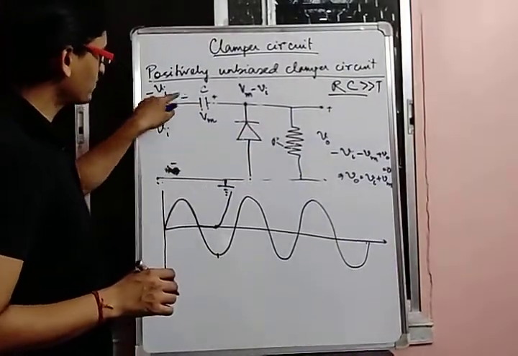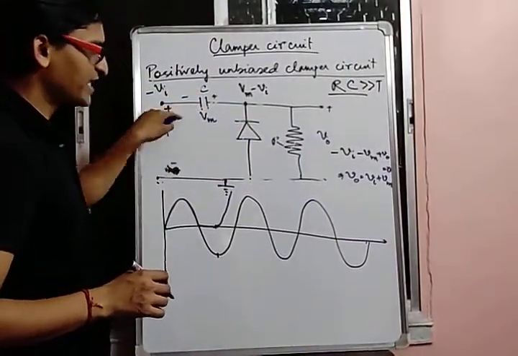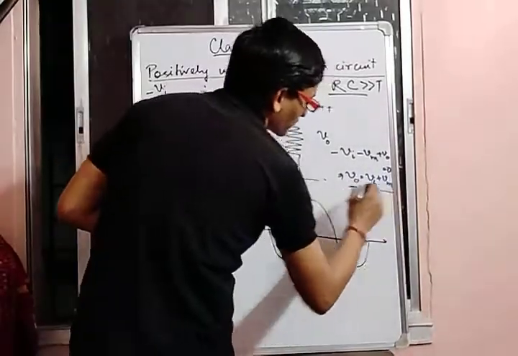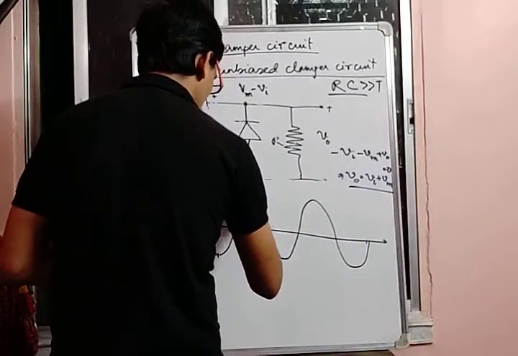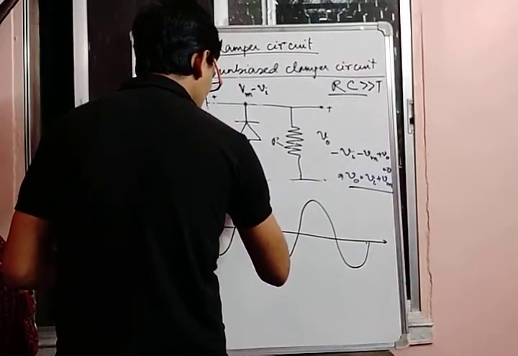See, minus plus minus plus. So these two voltages, Vi and Vm, will add up and we will be getting the output voltage V0 equal to Vi plus Vm. That means it will vary somewhat like this.